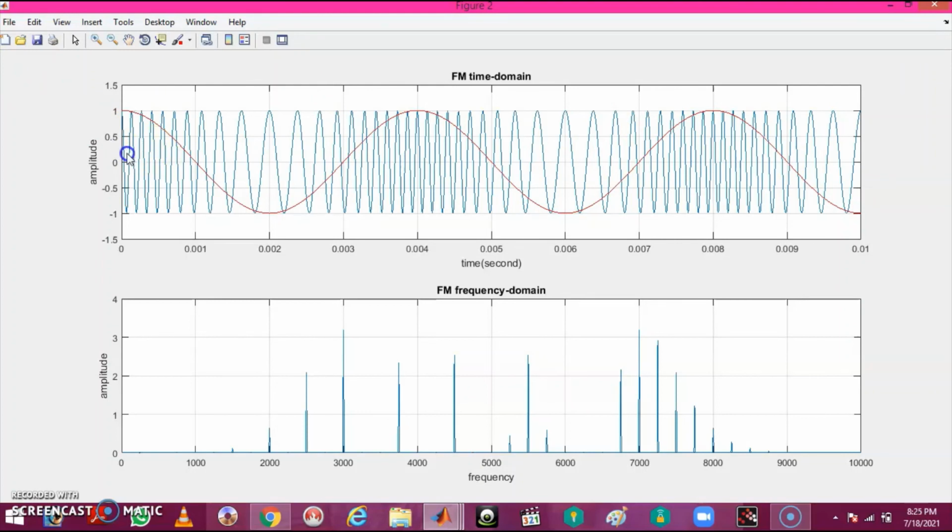You check in the positive half cycle, the frequency is high, and in the negative half cycle, the frequency is low. So the frequency of the carrier is varied according to this modulating signal. This is a positive half. In the positive half, the frequency is high. This is a negative half. In the negative half, the frequency is low. So this is frequency modulation. This is the frequency spectrum, the FM spectrum.